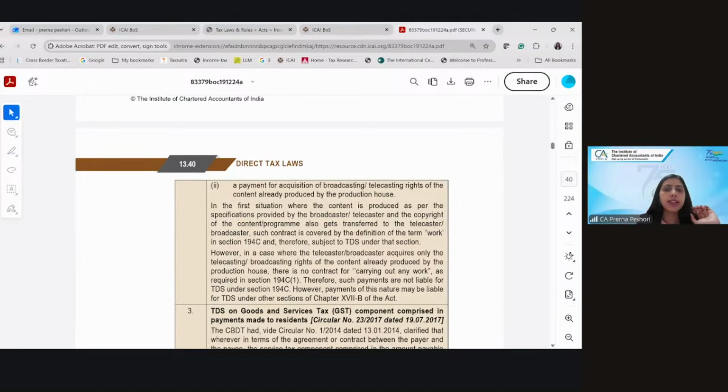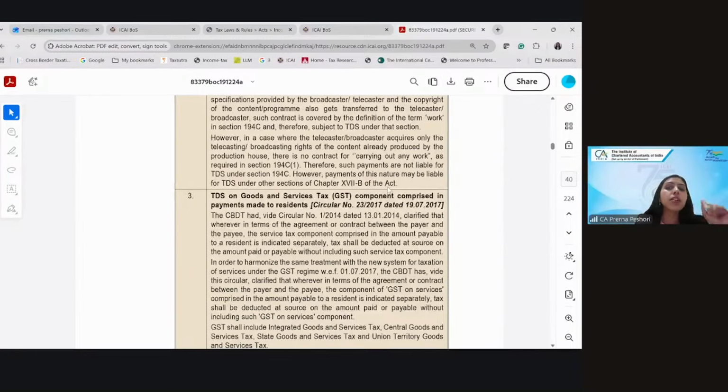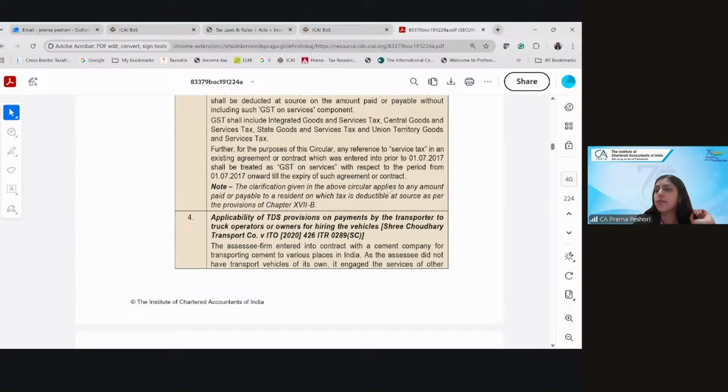Yes, ma'am. The next circular is the TDS on the GST component comprised in the payment. So, your invoice may be inclusive of GST. Whether you deduct the TDS on the entire invoice value or only on the value excluding the GST, that is the question. So the CBDT has clarified that the GST will not be included in the invoice value for the purpose of TDS because there can't be tax on tax. And this applies not only to 194C but all the other sections of the TDS. Clear? Yes, ma'am.